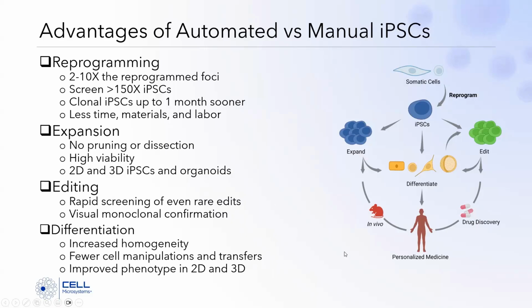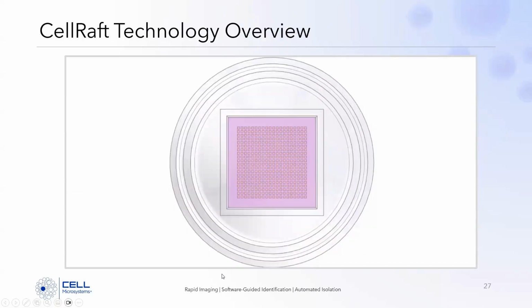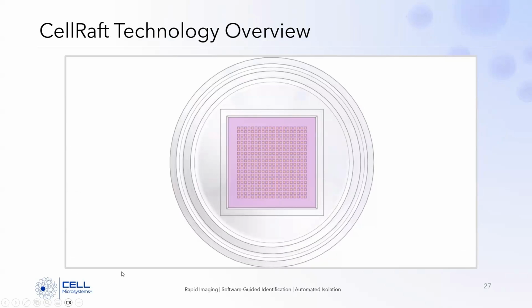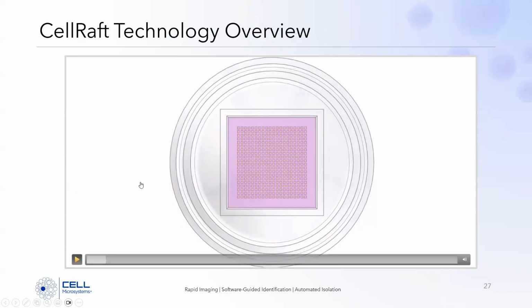And lastly, I've shown you 2 examples of how automated differentiation can increase the homogeneity of your population with fewer cell manipulations and transfers, and ultimately improve your phenotype in 2 dimensions and 3 dimensions. So by now, I'm sure you are wondering a little bit more about this technology and how it actually works. So I'm going to give you a few slides of introduction to our actual technology and highlight how it can benefit you in all of your stem cell workflows.